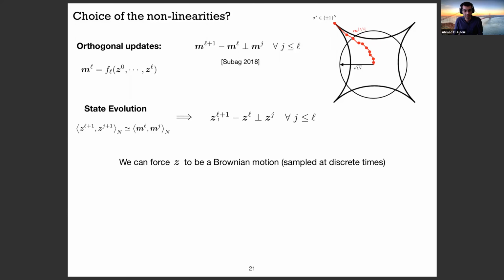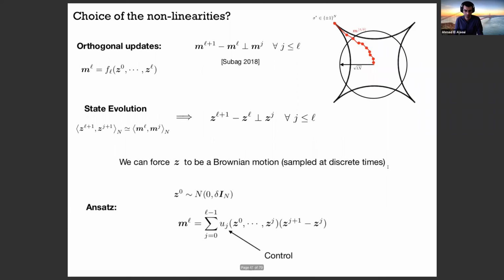Okay, so now we have a Gaussian process that has orthogonal increments. Now, the first thing that will jump into your mind when I tell you that you have a centered Gaussian process that has orthogonal increments is Brownian motion. So we can just force Z to be Brownian motion by a choice of these functions FL. Brownian motion sampled at discrete times, since the algorithm evolves at discrete steps. So the ansatz is that I start my iteration with a Gaussian that has a small variance, delta, and delta will be the step size, basically the discretization of time, and I'm going to let delta go to 0 at the end.